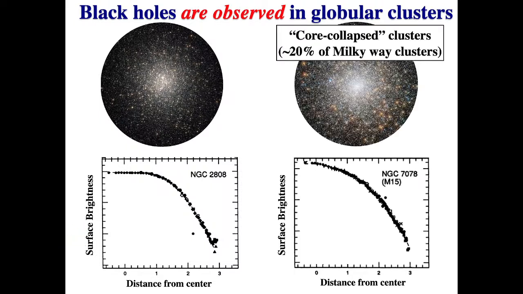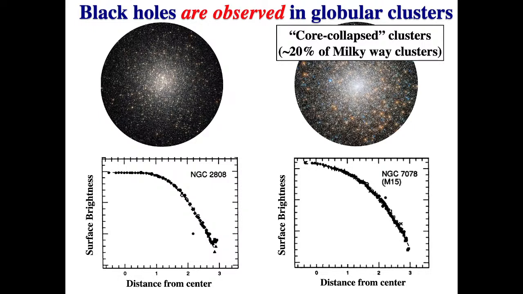But roughly 20% of the clusters in the Milky Way are what we call core collapsed. So in these, as far in the center as we can resolve the brightness profile, the brightness increases all the way into the center. So instead of having this core, we have this cusp structure in the center, and we call these roughly 20% of clusters core collapsed.